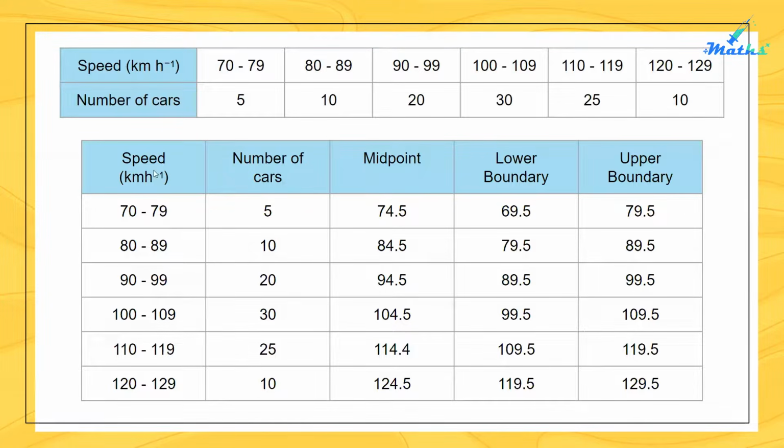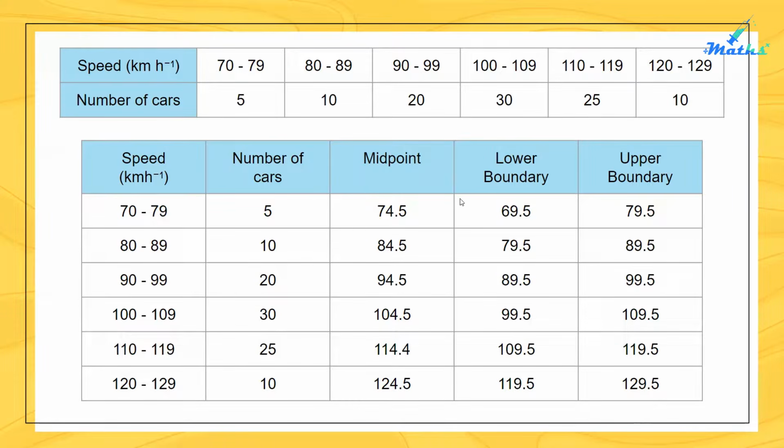We just create a table: speed, number of car, midpoint, lower boundary, and upper boundary. For the speed and number of car, we just copy it from the indication. For the midpoint, we use 70 plus 79 divided by 2, and we get 74.5. Same as before, 80 plus 89 divided by 2, and we get 84.5.